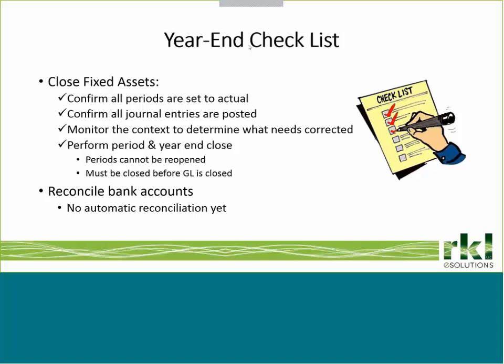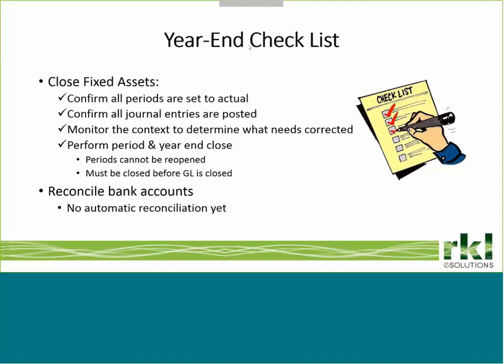You might also want to take a look at the context monitor to determine if anything needs to be corrected. If the context monitor isn't green, it'll be red, and if it's red, then it'll list the errors that need to be fixed before you can close out fixed assets. A lot of times, if it's red, it's just because you disposed of an asset during the year, and you need to make sure that you've posted those entries too.